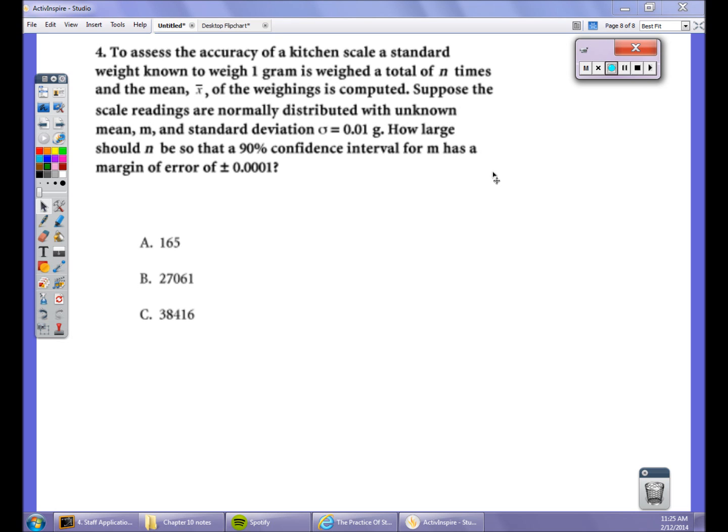And some possible answers. Give you a second to see if your answer matches up with one of those. Then I'll start working on the answer. Margin of error is z star times sigma over root n, and I want that to be less than or equal to 0.0001. So I'm going to plug in everything I've got to look for the sample size n that yields that result.